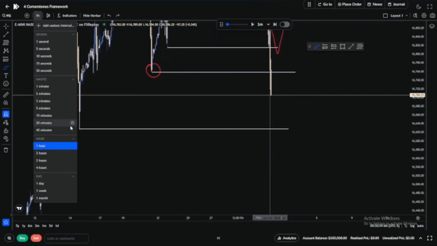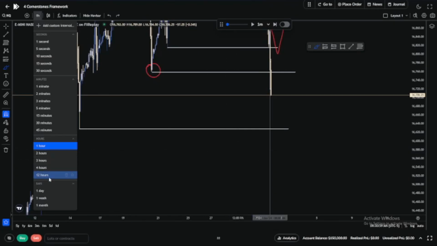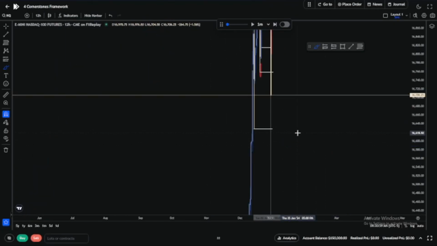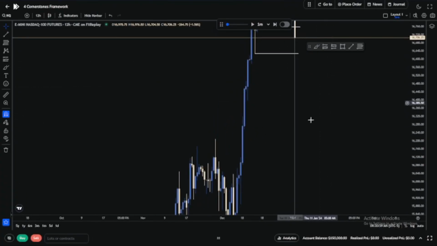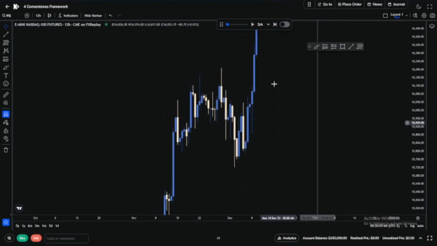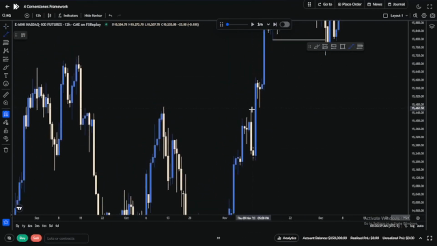But something I always look for is the 12-hour, so let me just add a custom. The 12-hour chart is one of the most important charts in my opinion, because usually once we get a sweep on the 12-hour, we reverse 80%, 90% of the time. It's crazy. Look, sweep, reverse, sweep. Technically, we went up. It's very prominent. Sweep right here, we reversed. Sweep right here, reversed.